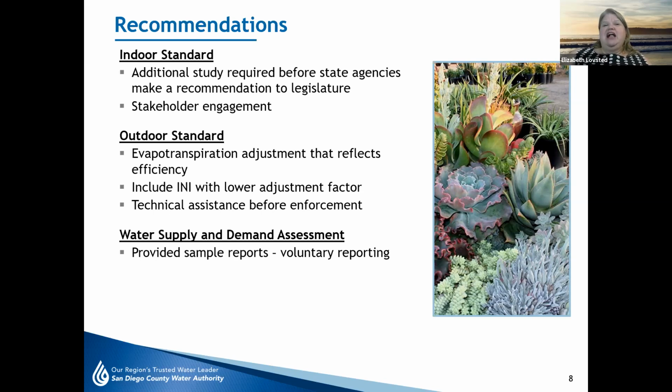And then finally, water supply and demand. We did provide some sample reports. We have discussed previously voluntary reporting that really has not moved forward, but it's something we're still discussing with DWR off and on. And so we'll see how that goes.